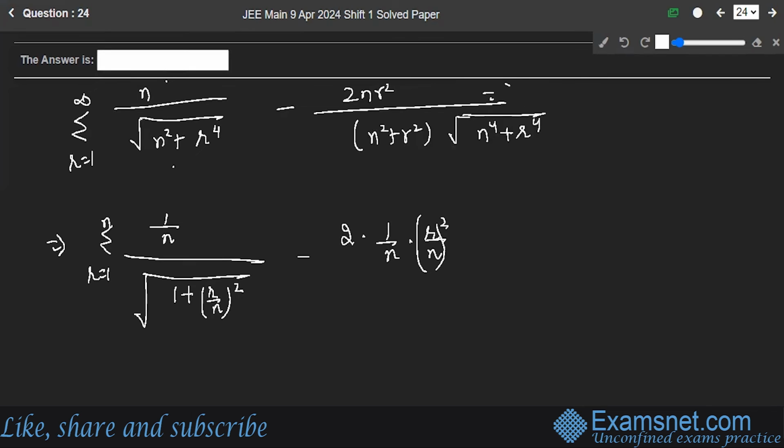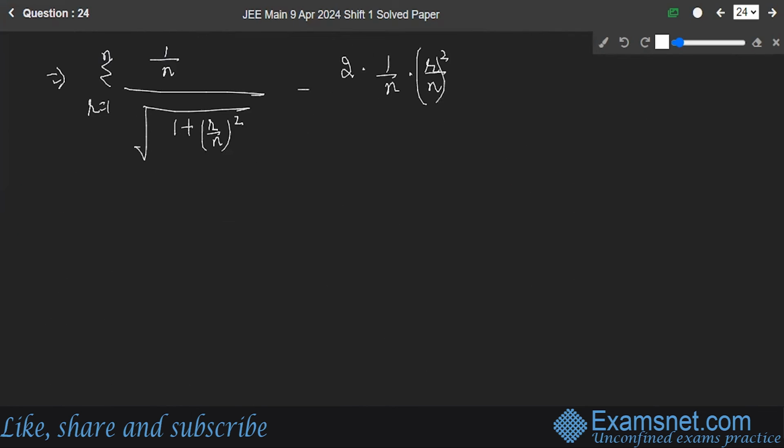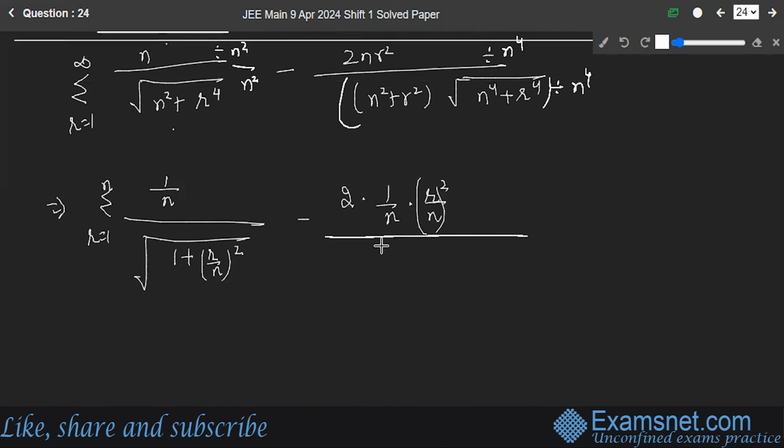So here I'm dividing the numerator and the denominator by n⁴. So this whole thing is divided by 1 + (r/n)² into root of 1 + (r/n)⁴. Yes, so this is one.